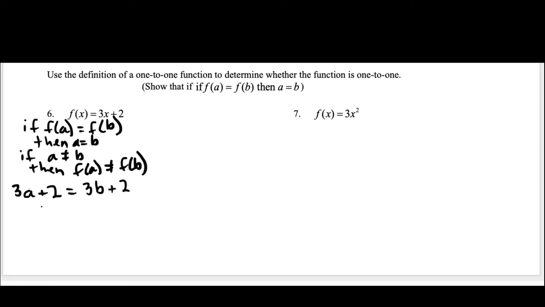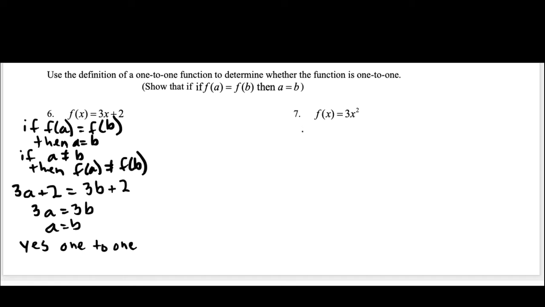So if I subtract 2 from both sides, I get 3a equals 3b. And then if you divide both sides by 3, you get a equals b. So it does indeed simplify down into that. So we would say that yes, this is a one-to-one function. That's basically a proof. But what about over here?